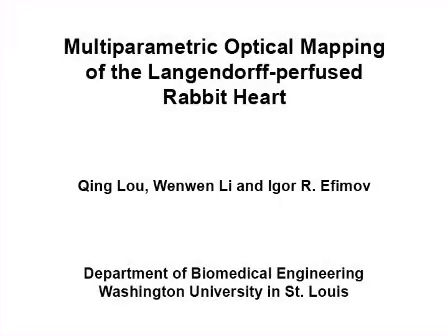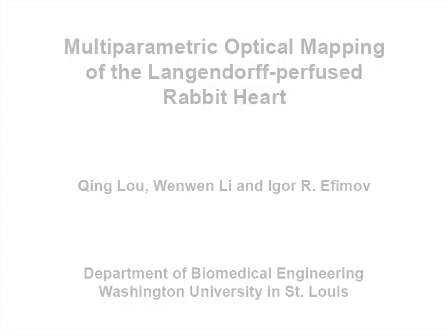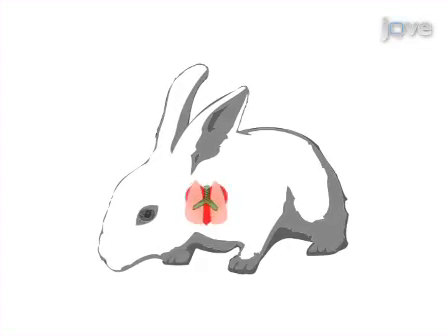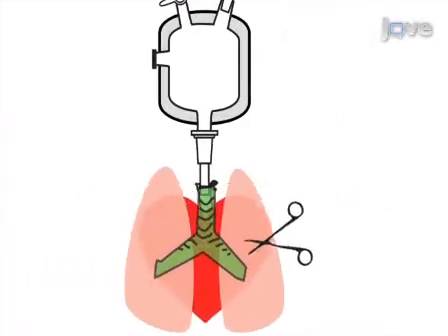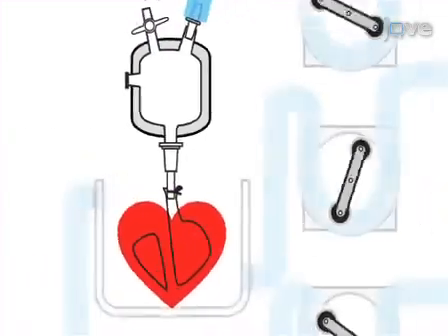The overall goal of this procedure is to study the cardiac electrophysiological properties such as conduction, repolarization, arrhythmogenesis, and calcium handling by using optical mapping techniques in the Langendorff-perfused rabbit heart. This is accomplished by first isolating and retrogradely perfusing an intact rabbit heart via the aorta.